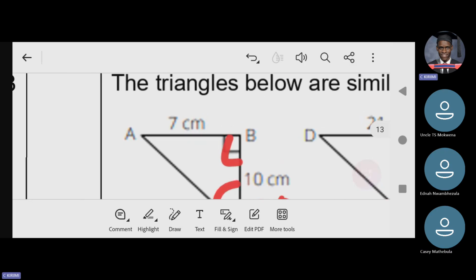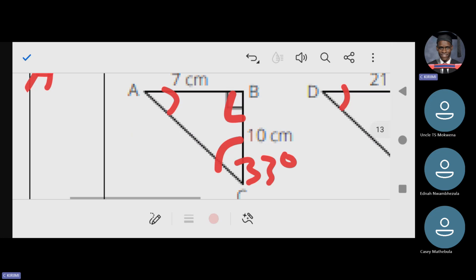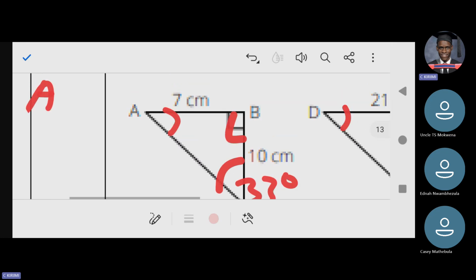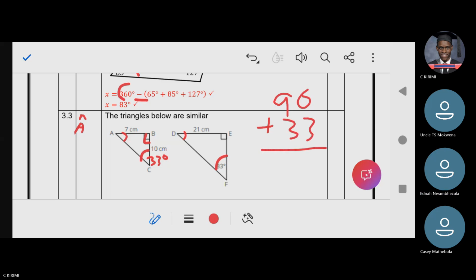And if I'm to ask you, what is the size of this angle? What is the size of angle A? Angle A is equal to what? How many degrees? There's 90, there's 33. What would be A to make it 180? So you add first 90 plus 33. What do you get? 123.